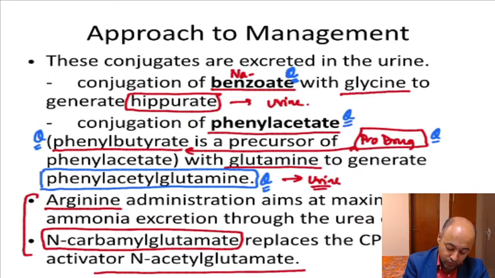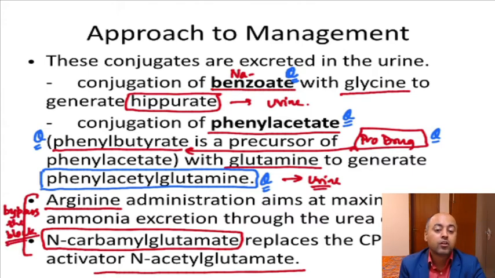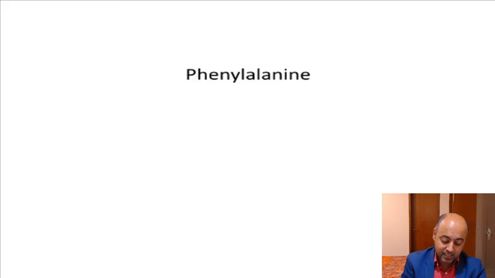So in this case, what we do is try to bypass the block. Wherever the block is, we try to bypass it by giving suitable supplements, which are arginine and N-carbamyl glutamate. So these are the urea cycle disorders. A lot of questions come from urea cycle disorders. You can get the question in the form of a clinical case also, and you should be able to identify them. The main role in management is for these two molecules, sodium benzoate and the phenyl butyrate, which gets converted into the phenyl acetate.